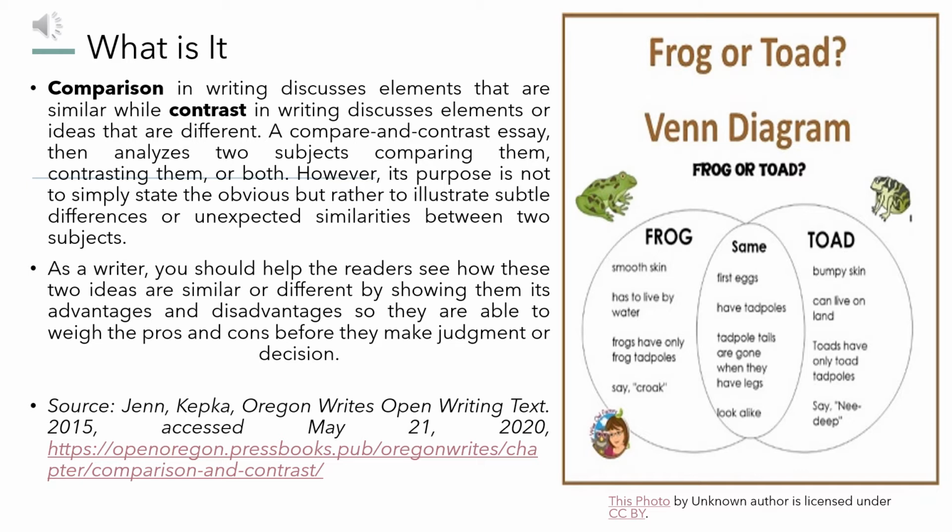So, look at the example Venn diagram. You have there a frog and a toad. So, Venn diagram for frog and toad. So you have there the characteristics of a frog. Smooth skin, has to live by water. Frogs have only frog tadpoles and say croak. So for toad you have their bumpy skin, can live on land. Toads have only toad tadpoles, say neet. And for the similarities, first, eggs have tadpoles. Tadpole tails are gone when they have legs, and they look alike. So that's a good example of a Venn diagram comparing and contrasting a frog and a toad. Okay? So let's have the next slide.